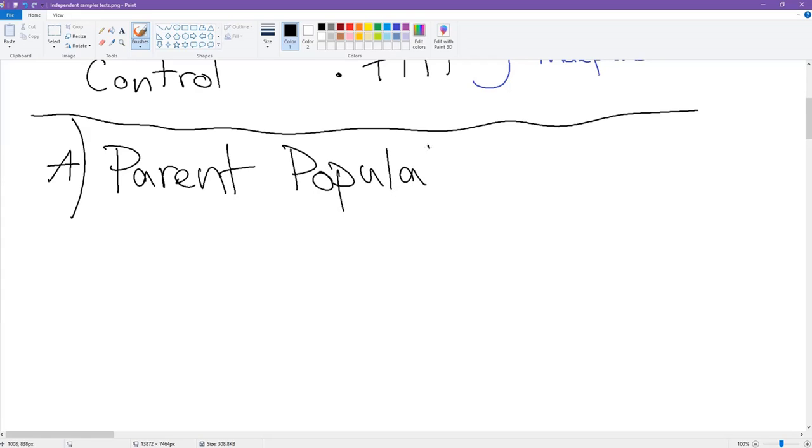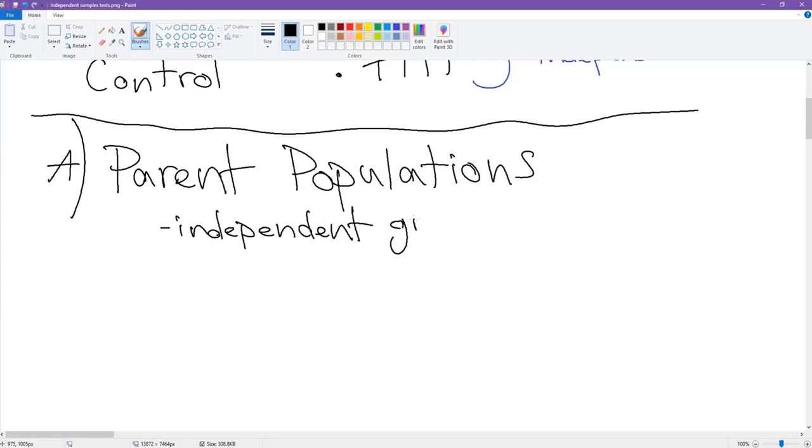In this case, we actually have 2 parent populations because we have 2 groups that we're eventually going to collect data on. Because we are dealing with independent groups, both of those populations are considered independent, so we need to specify them both. If we have 2 independent groups, then we have 2 populations that we need to tell people about. I'm just going to call these treatment and control for my populations.